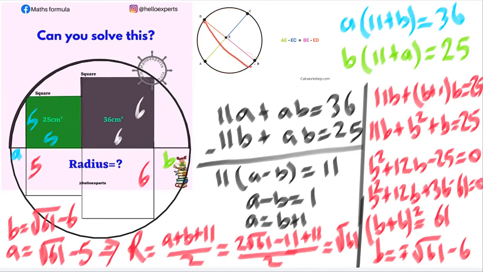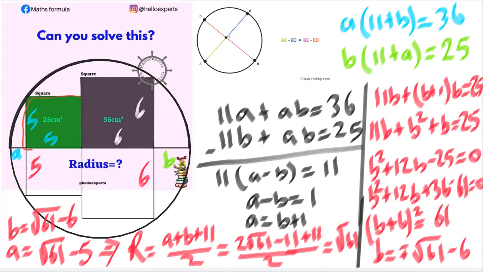We call this a chord, and this is another chord. So if two chords intersect each other, we have this rule. The rule says this times this equals this times this. This is a very useful rule to solve this kind of question.